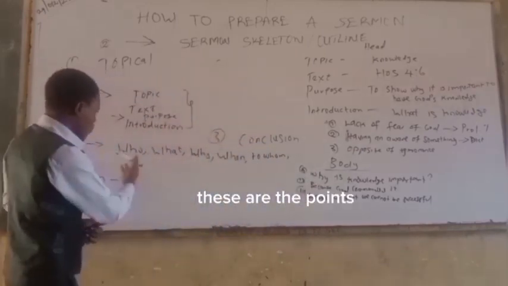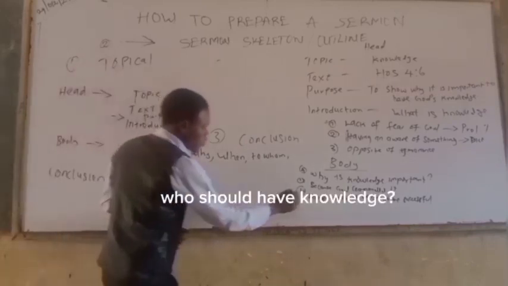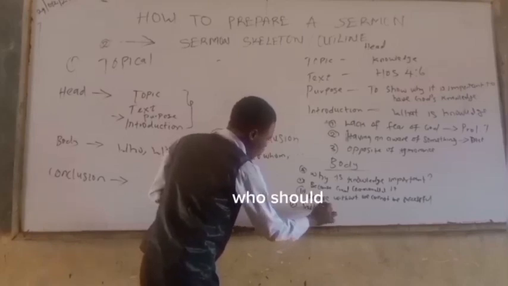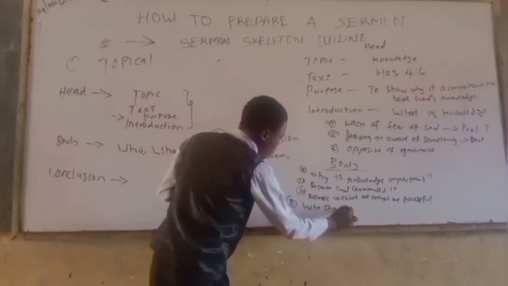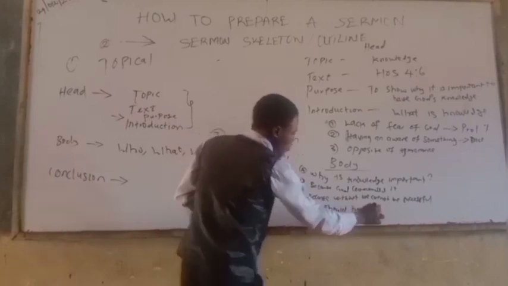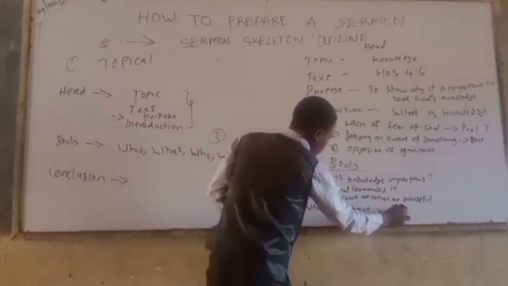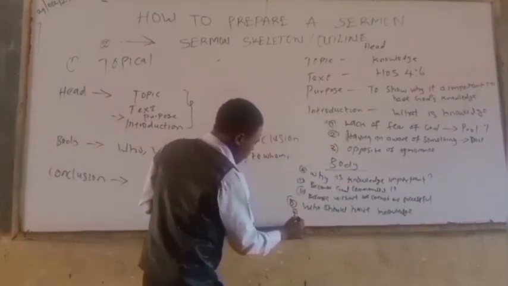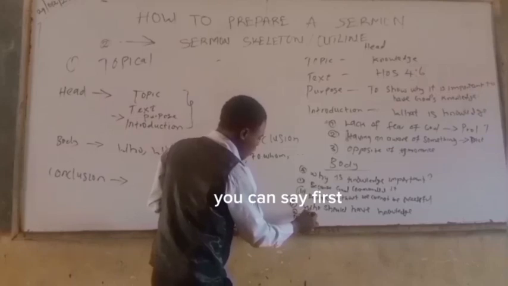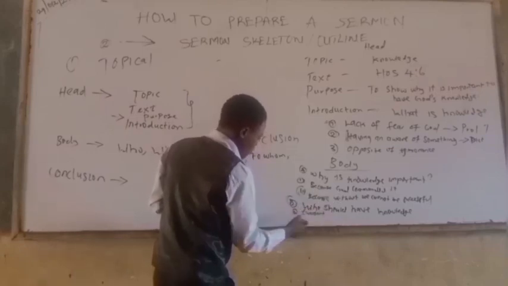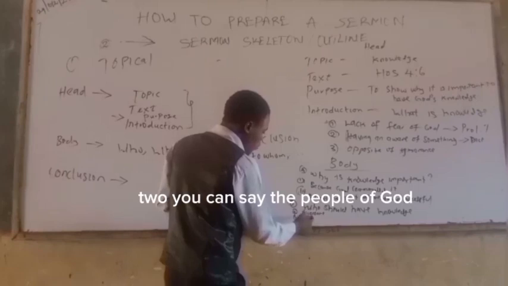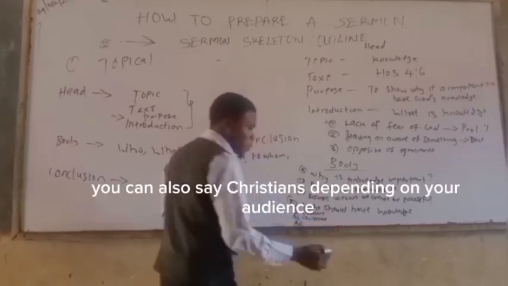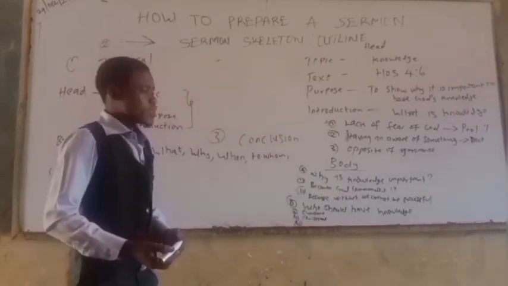You will still pick another one. Who should have knowledge? B. Who should have knowledge? You still have your points there. You can say first, everyone. 2, you can say the people of God. You can also say Christians, depending on your audience.